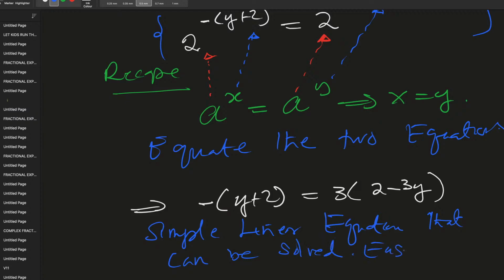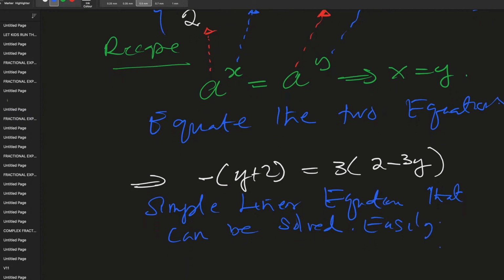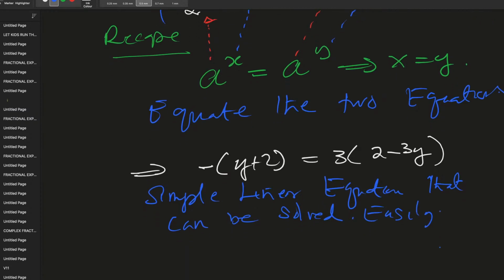Easily. Now, why am I saying that? You see, we have a minus sitting outside y plus 2. Then I have 3, which is outside 2 minus 3y. Friends, you remember our fundamentals? We learned what is called expansion. So we are going to expand, do expansion.